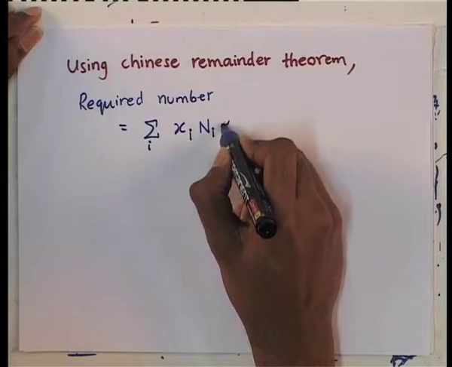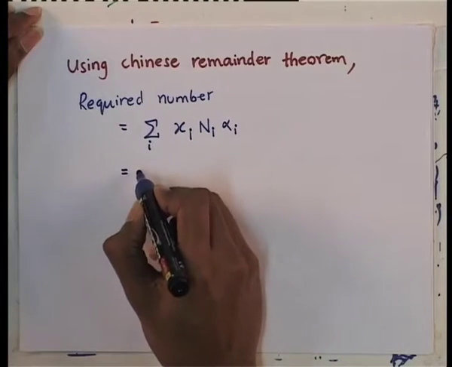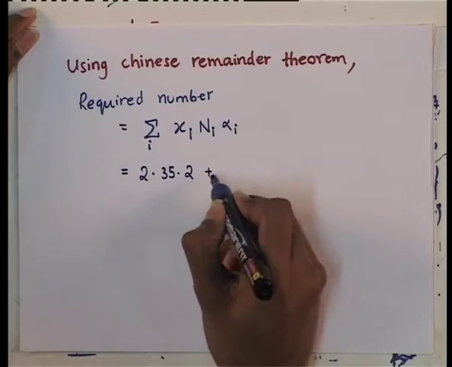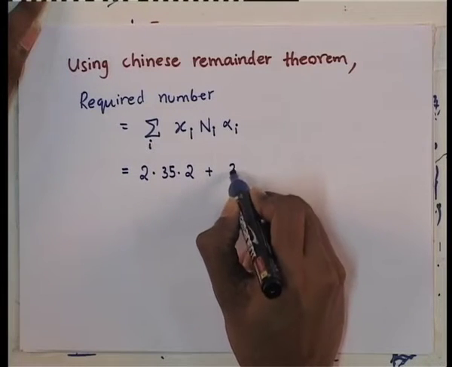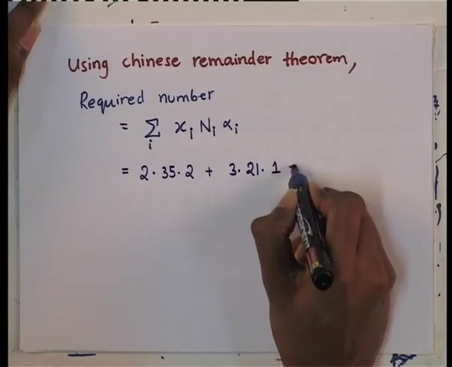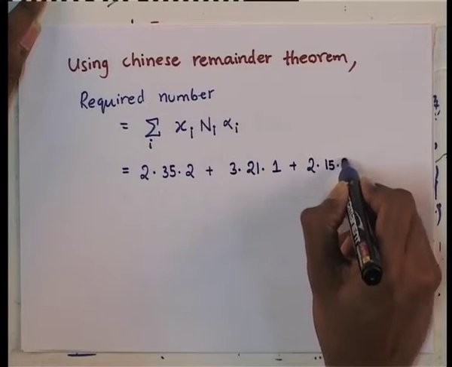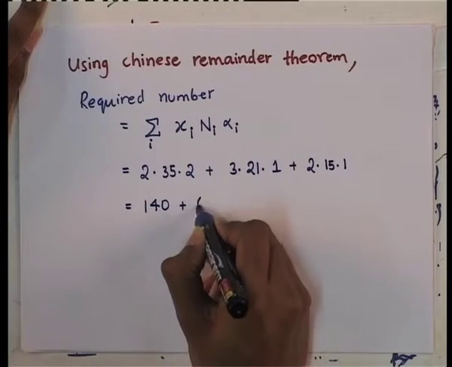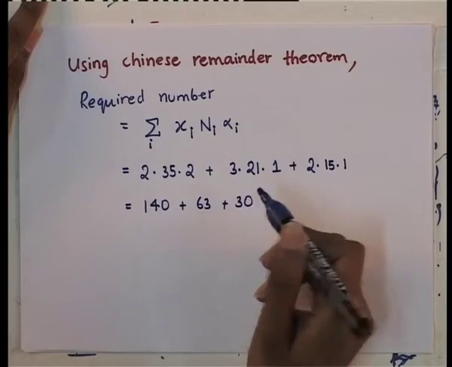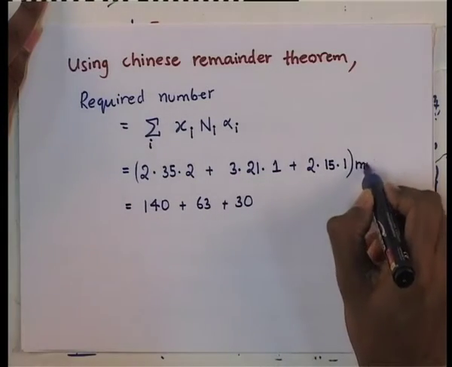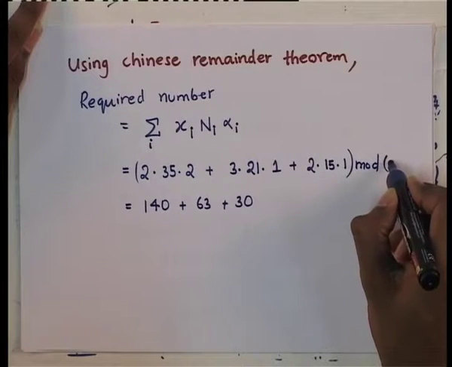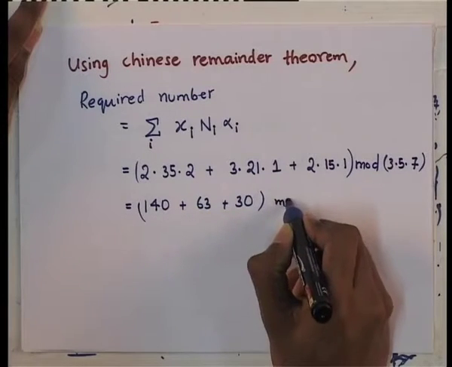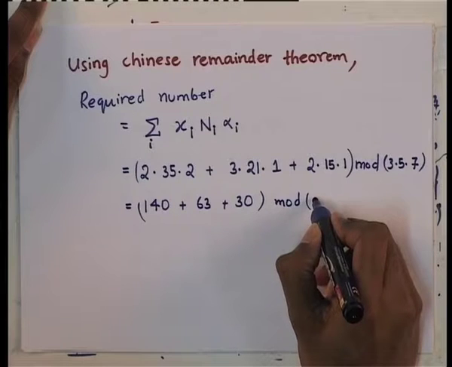that is 2 times 35 times 2 plus 3 times 21 times 1 plus 2 times 15 times 1, that is equal to 140 plus 63 plus 30. We obtain this number modulus small n, which is 3 times 5 times 7, mod 105.